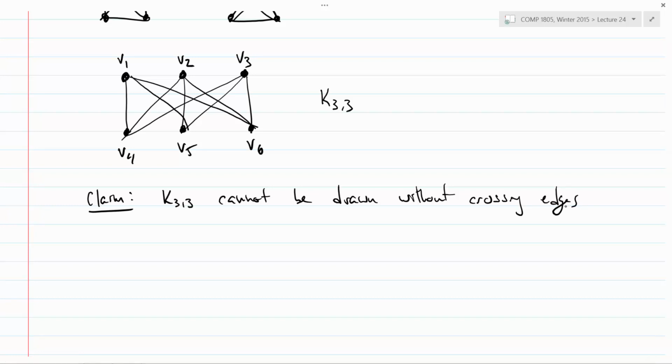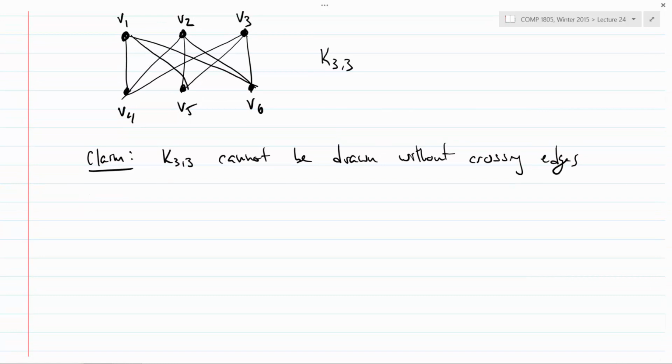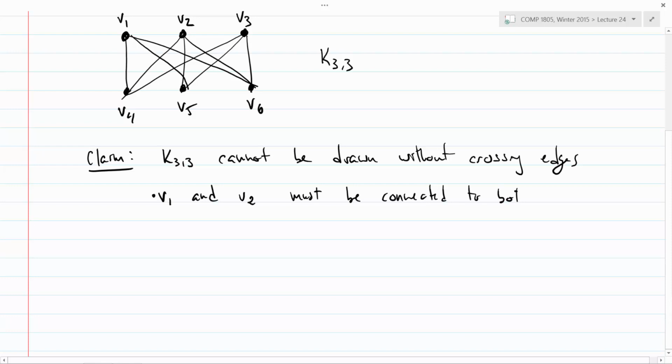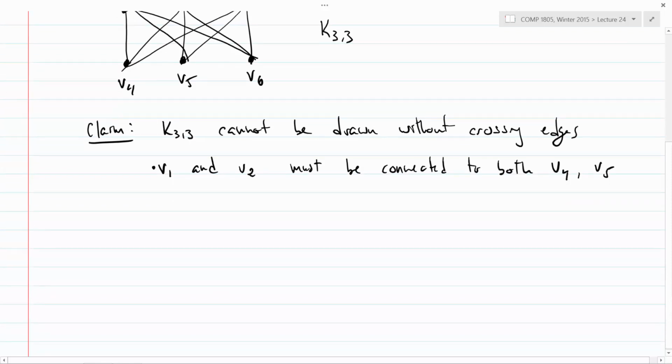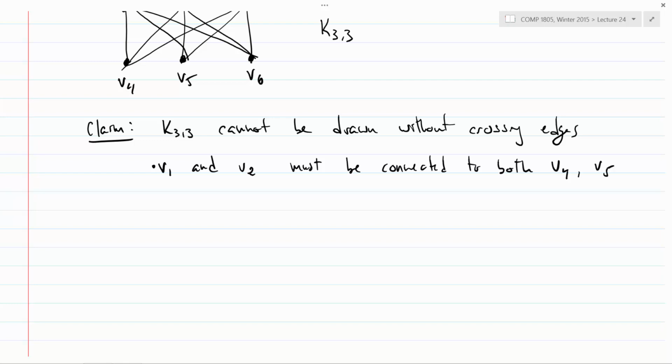All right, so let's make a few observations. The first observation is that V1 and V2 must be connected to both V4 and V5. There's no way around that. No matter what drawing we have, those vertices have to be connected to each other. So V1 and V2 must both be connected to both V4 and V5. There's no way around that. So the situation we have then looks something like this. I have V1 sitting somewhere up here, V2 sitting somewhere down here, and V4 and V5 have to be connected to both of those.